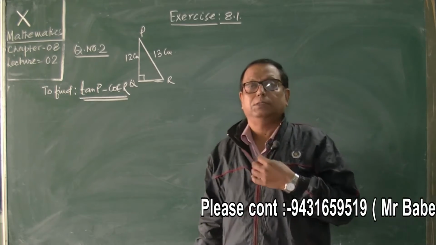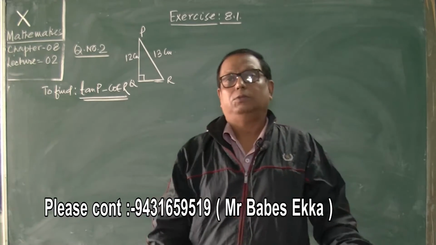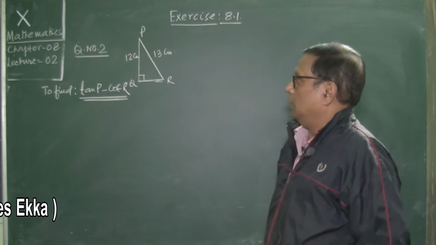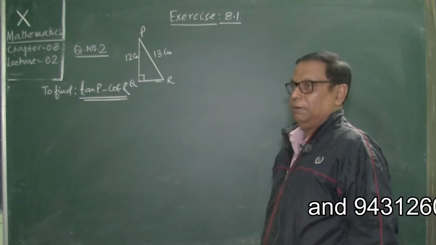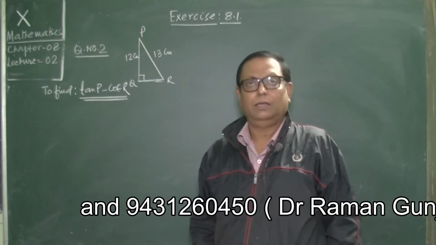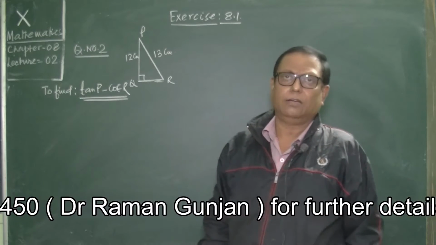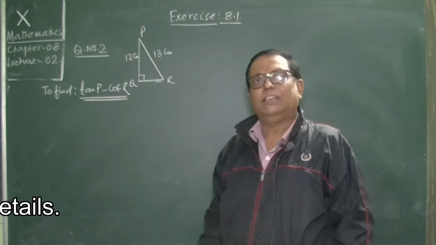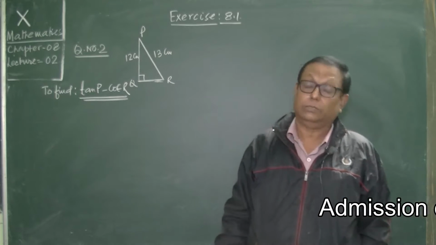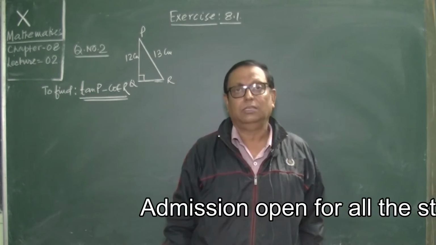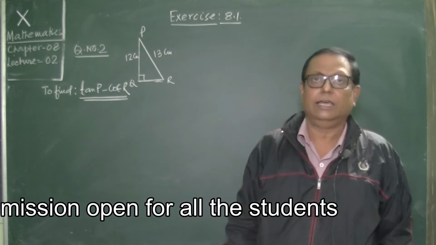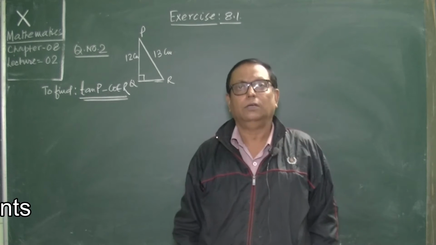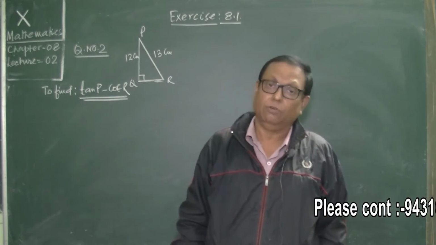In my last class, I gave you an idea about what trigonometry is and what trigonometric ratios are: P by H, B by H, P by B, that is sine, cos, tan, cosec, sec, cot. Along with it, I told you that there are three reciprocal relations. Sine theta into cosec theta equals 1, cos theta into sec theta equals 1, tan theta into cot theta equals 1.